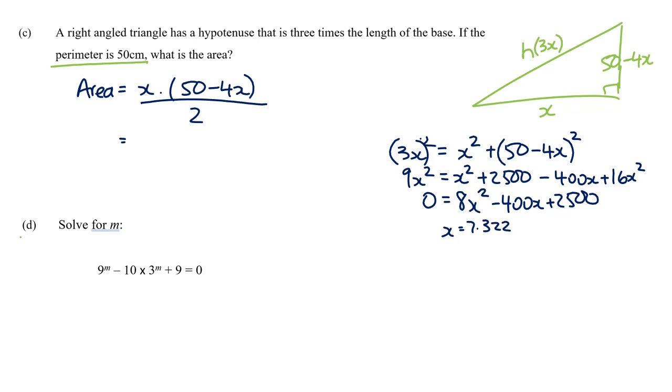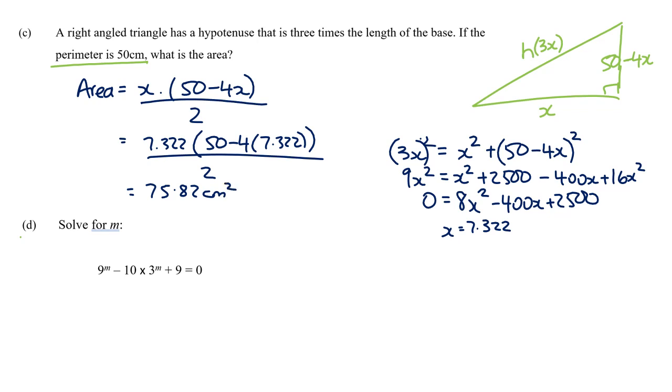Or another one, which will be a negative answer. And then substitute it up into here. So it's going to be 7.322 lots of 50 minus 4 lots of 7.322 all divided by 2, which gives you an answer of 75.82. Happy with that? Okay, Charlie's going to check that quadratic formula does solve to that value.